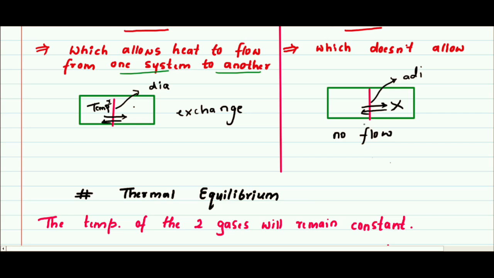So the definition says that a diathermic wall is that wall which allows the heat to flow from a system A to a system B. The heat will flow from system A to system B in a diathermic wall, whereas in an adiabatic wall the heat will not flow from system A to system B. This wall can be considered as a boundary here. It will not allow the heat to flow from one place to another place in an adiabatic wall.